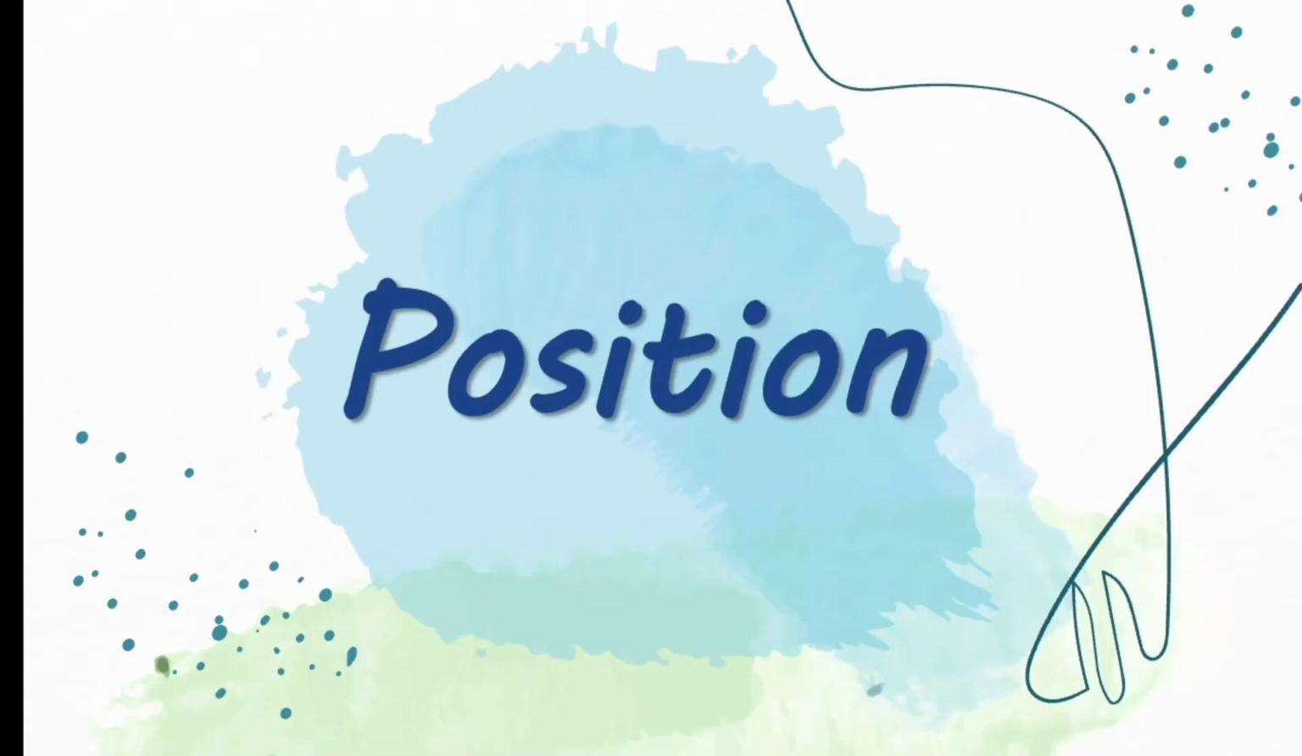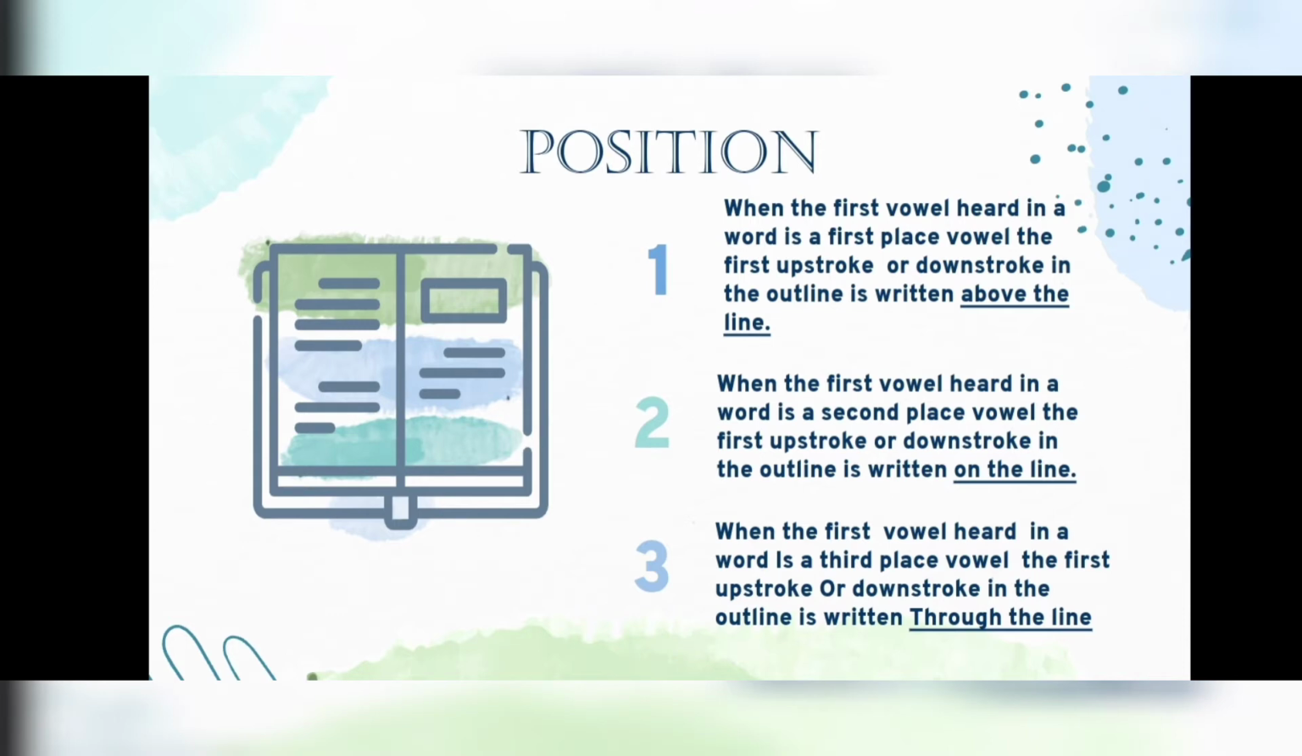Next we are going to learn the position of outlines. Position writing is an important feature in Pitman Shorthand. This helps to write speedily and also to do the outlines easily. This is the reason why we are using ruled notebooks for writing shorthand. There are some rules for position writing, just as we had rules for placement of vowels.